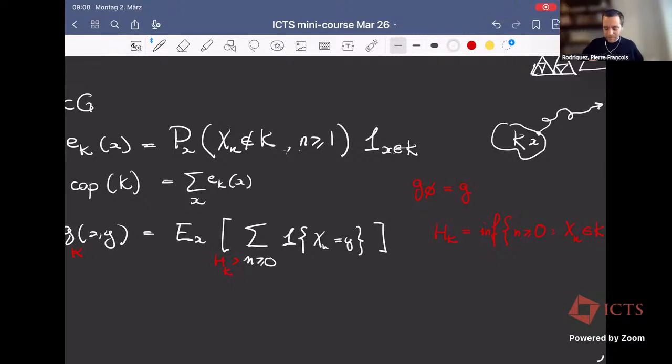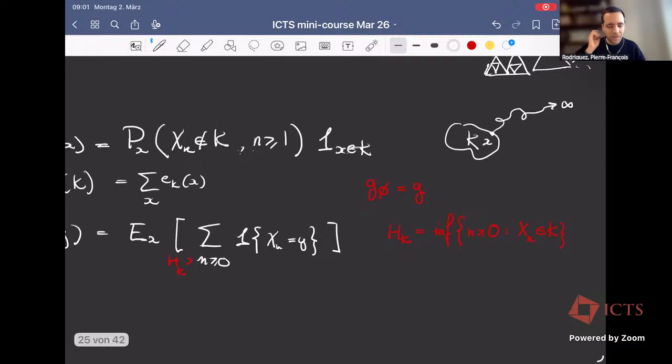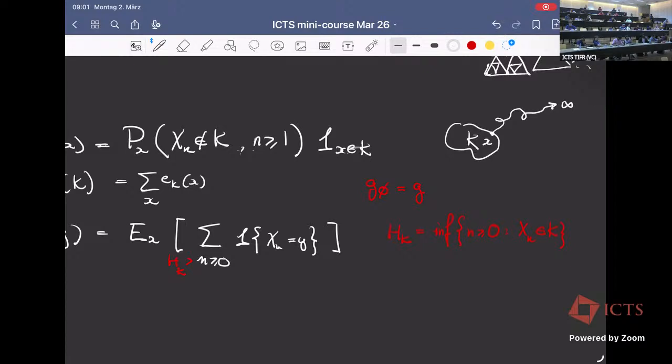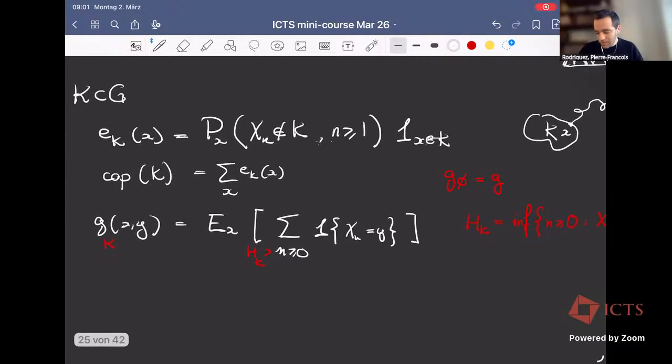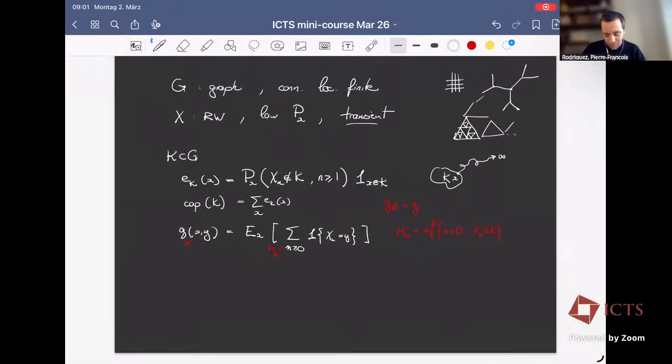Okay. So, you can hear me, right? Perfect. Okay, so HK was this entrance time in K. It's the first time you land in the set K. It's a stopping time for this random walk. So this is just a little bit of notation for my random walk.